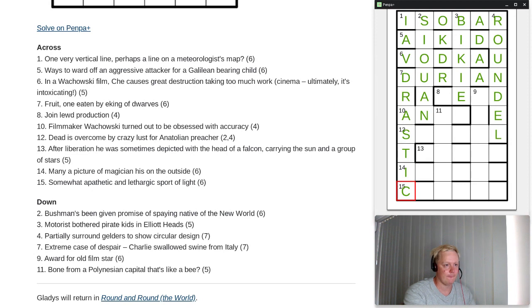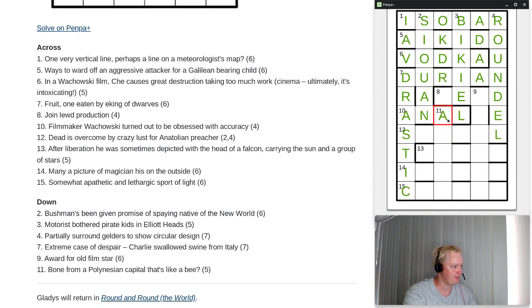Now then, let's look at 10 across. That looks promising because we have 2 letters already here. So it starts with N. Filmmaker Wachowski. So we have a repeat of this Wachowski here. Filmmaker Wachowski turned out to be obsessed with accuracy. Now there are 2 filmmakers named Wachowski. One of them is Lily, who is not relevant here, and the other is Lana. And Lana, you turn that backwards, you get obsessed with accuracy. If you're anal, you are obsessed with accuracy. So anal is the answer there.